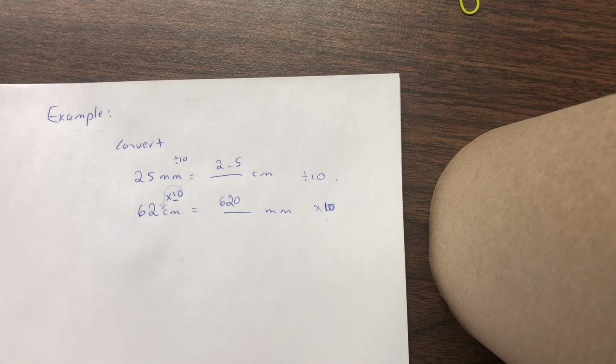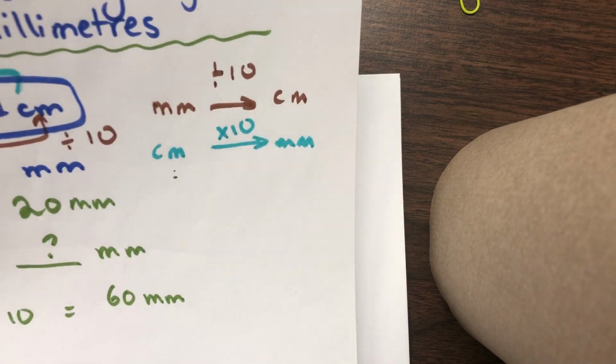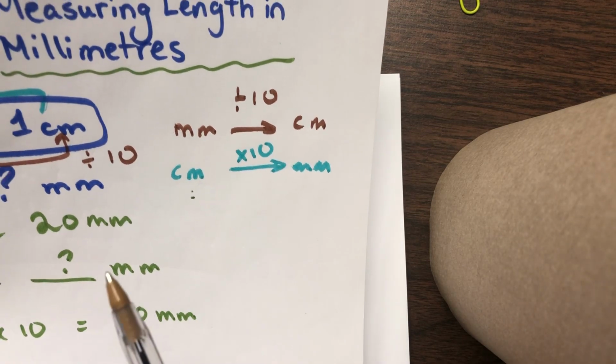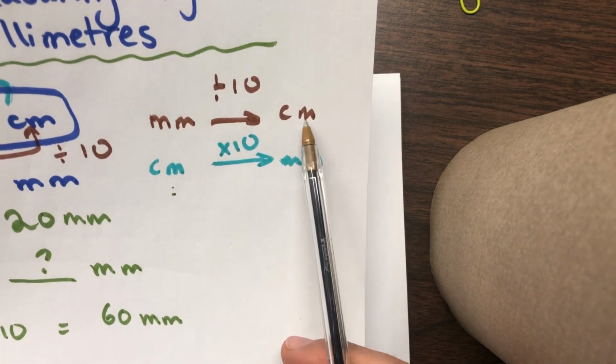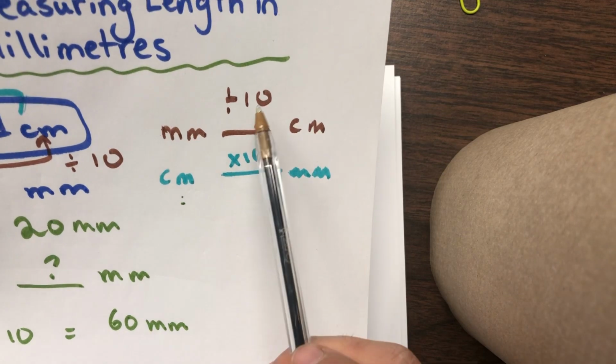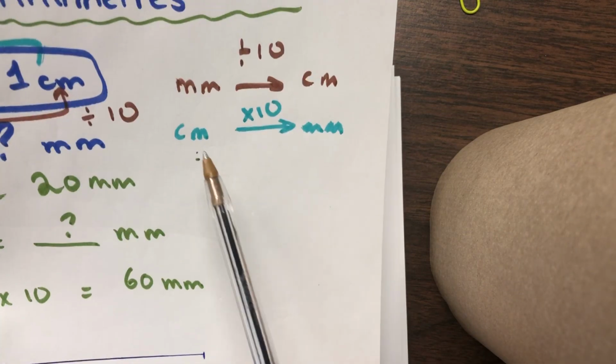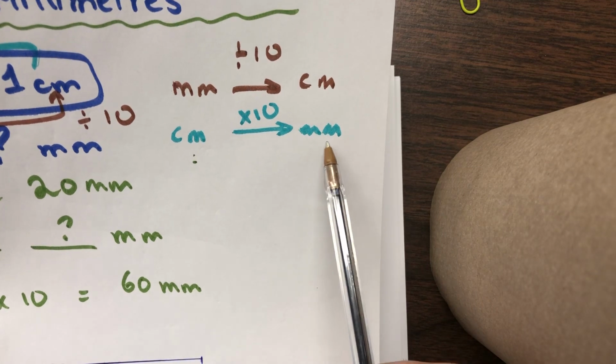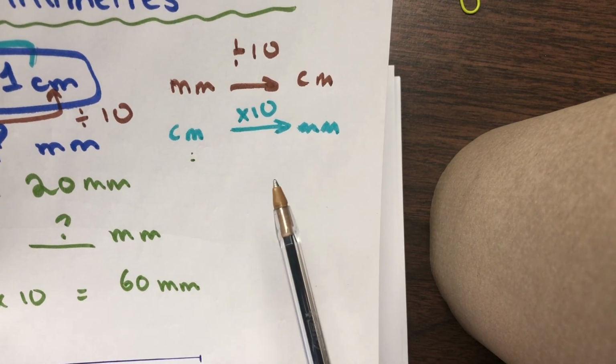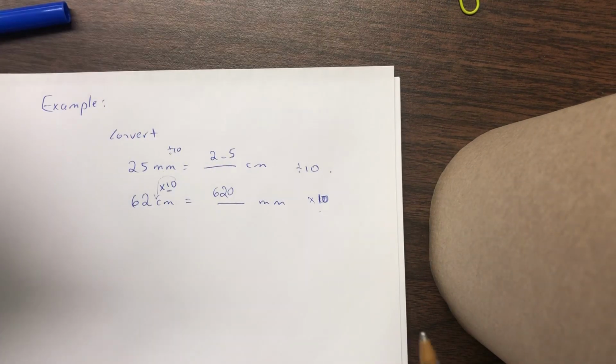And that's pretty much it for lesson number 1, measuring lengths in millimeters. What I want you to take from here is to always remember, when we go from millimeters to centimeters, the number is getting smaller, so we must divide by 10. When we're going from centimeters to millimeters, the number is getting bigger, so we must multiply by 10.